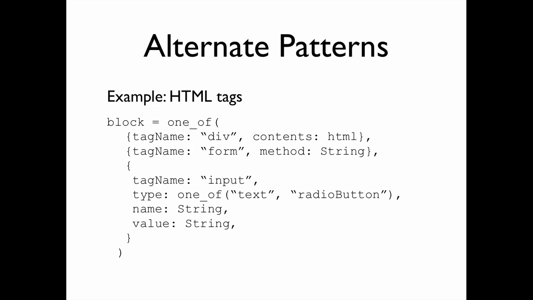Okay, so here's an example. We have some HTML tags. Tag name can be div, form, or input. And if it's a div, we also expect contents. If it's form, we expect method. If it's input, we expect all that other junk below that. There's also something in there called one of. That's the magical function which lets you specify alternate patterns. And so there's a simple example embedded in there where it says one of text radio button. And there's a more complex example at the top level.